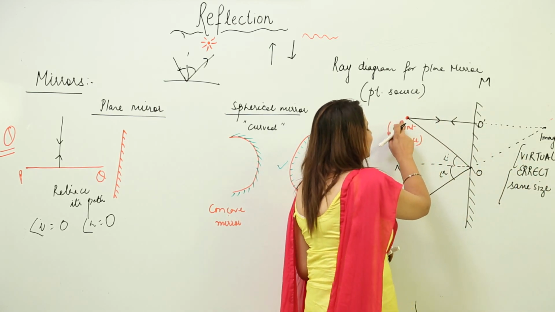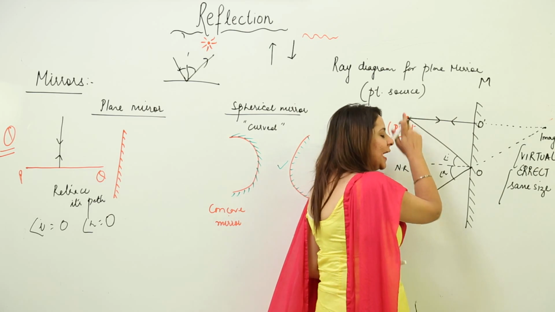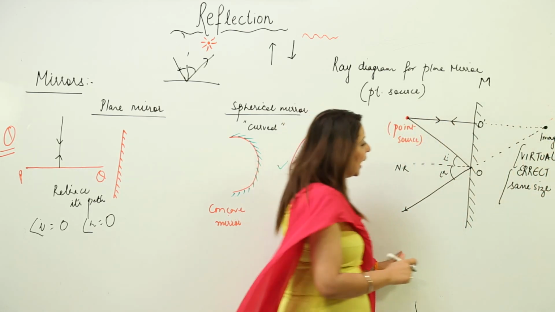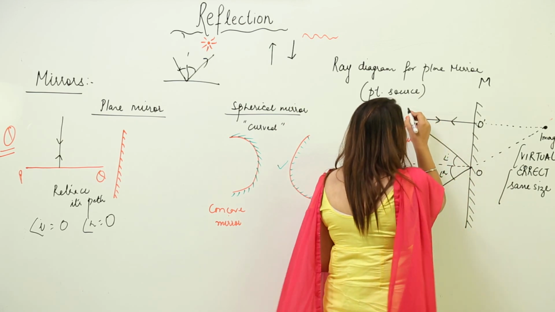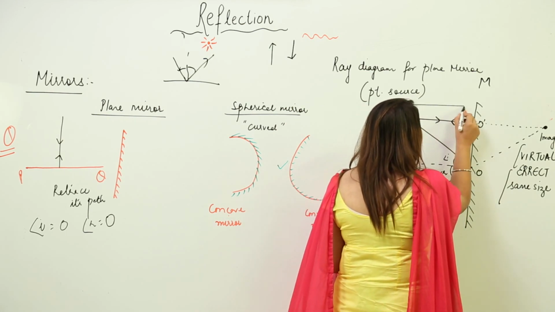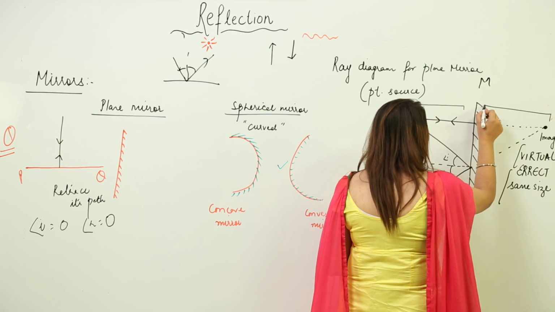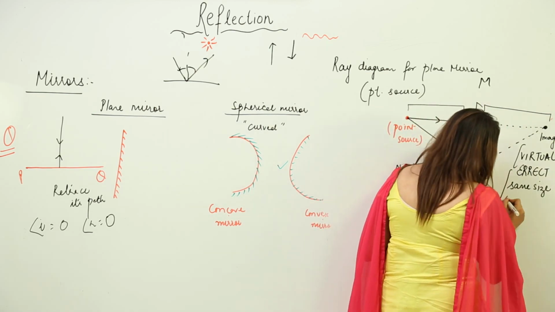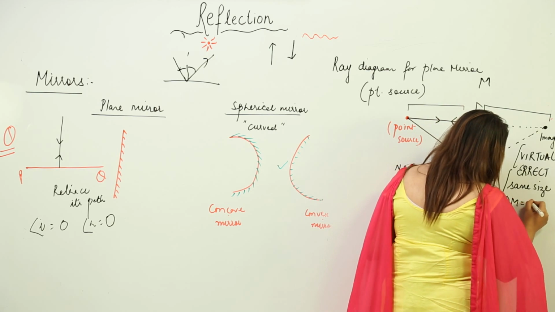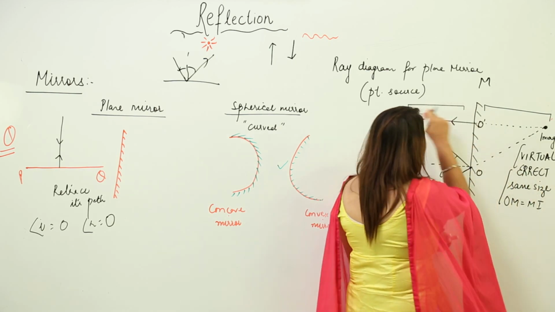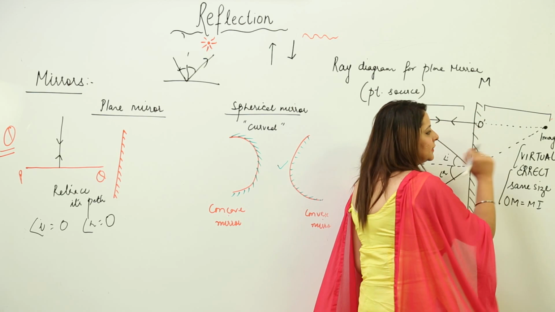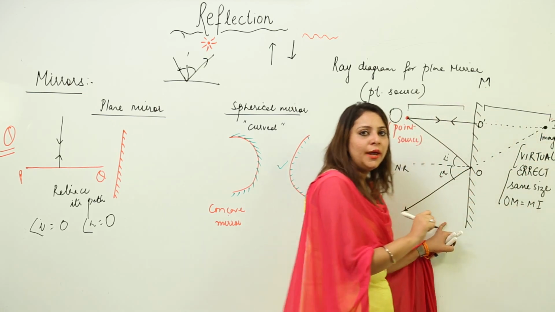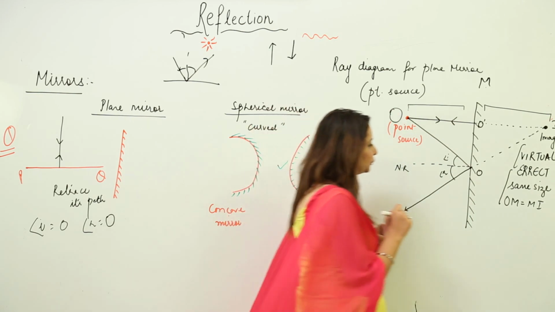That what will be the size of the point of source, that is going to be the size of the image. And moreover, the distance of source from mirror is always equal to the distance of image from mirror. So I'll write, let's say this is M, so that means OM is equal to MI. That means this distance is equal to this distance. This is my I, this is my O, and this is my M. So OM is equal to MI.